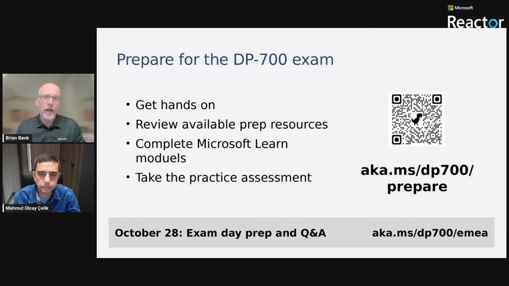So do what you can with all the prep resources that you have. You have the QR code here where you get some of them. You can complete the Microsoft Learn modules, and you can do the practice assessment. A big note here is the practice assessment is not as difficult as the real exam. So just know the practice assessment is giving you guidance on which areas you need to read more on. And then the actual DP-700 exam questions are a level up. It is a bit of a level up, yeah.